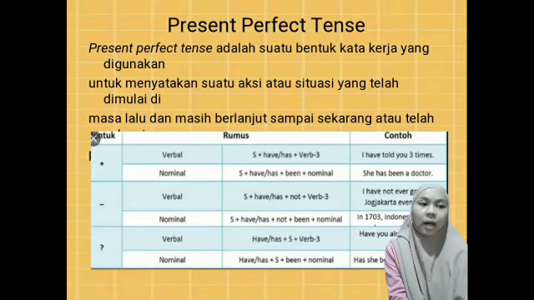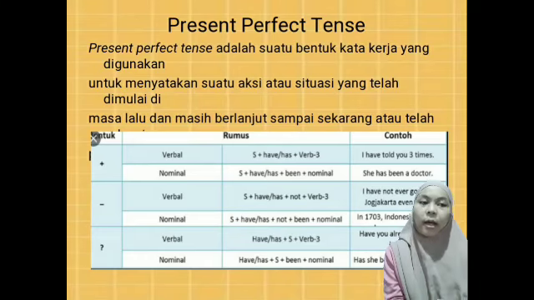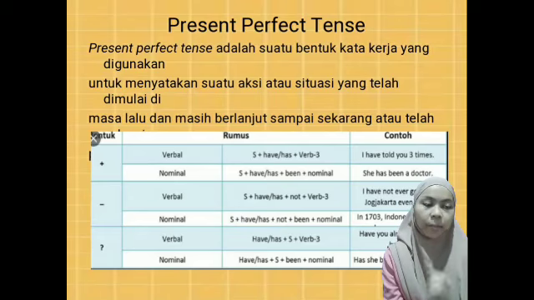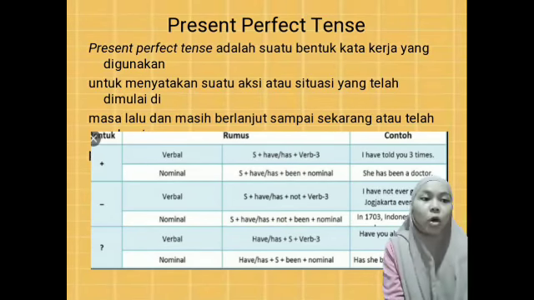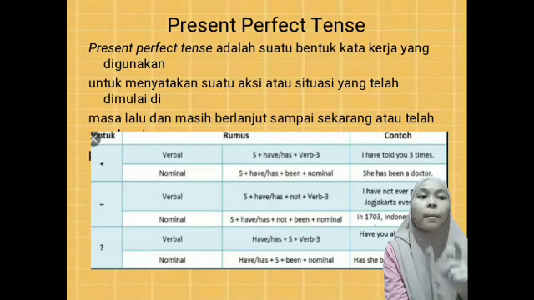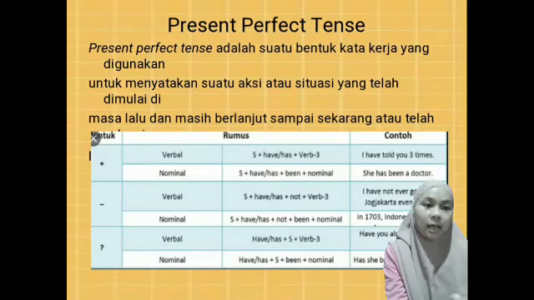So there are some kinds of present perfect tense. First is for the positive sentence. In verbal, we can use subject plus have or has plus verb 3 plus object. For example, I have told you 3 times. And for the nominal sentence, we can use subject plus have or has plus been plus nominal. For example, she has been a doctor.